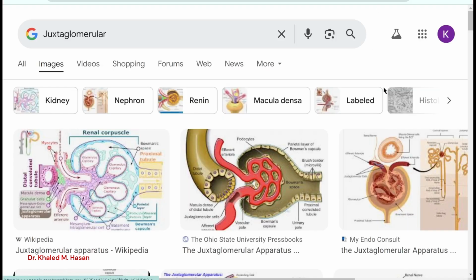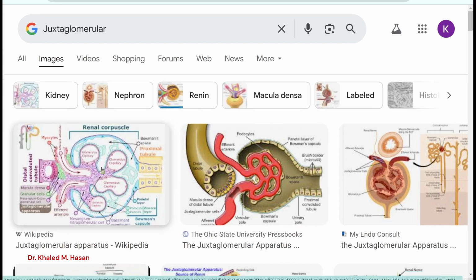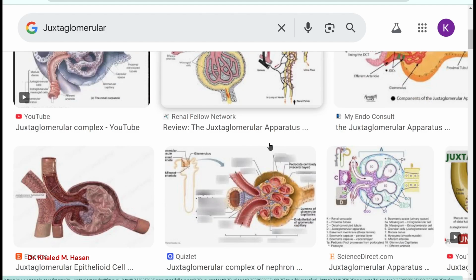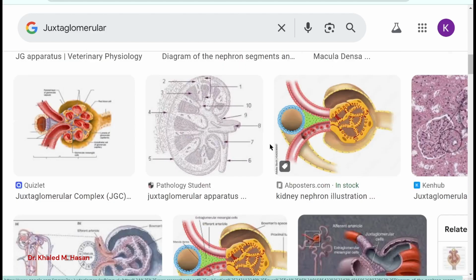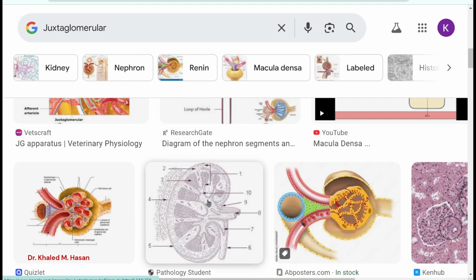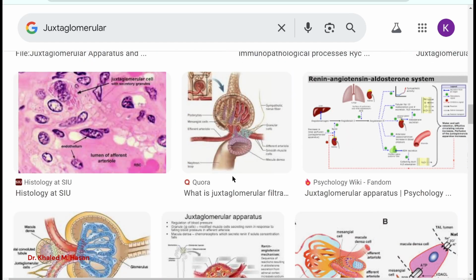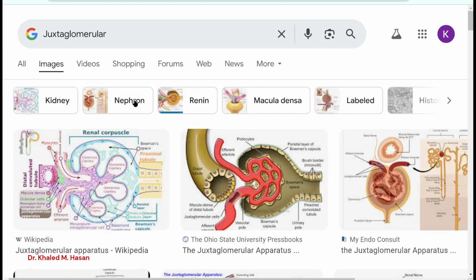Okay, this Google image here shows us the juxtaglomerular apparatus near the kidney. This is in the nephron. Again, this is in the nephron, and you can see it refers to the kidneys and part of the kidney. The kidney consists of millions of nephrons. As you can see here, the kidneys are responsible for urine filtration.